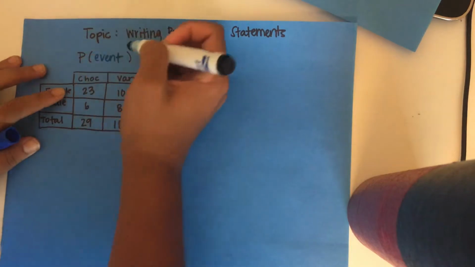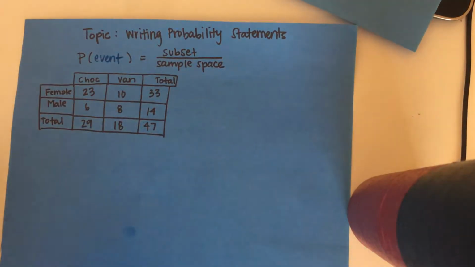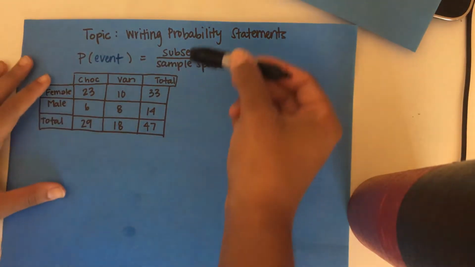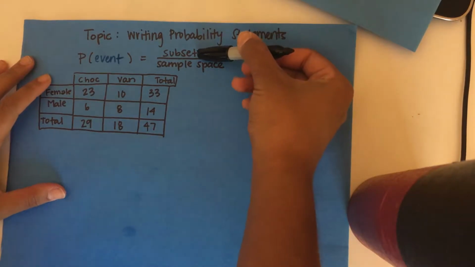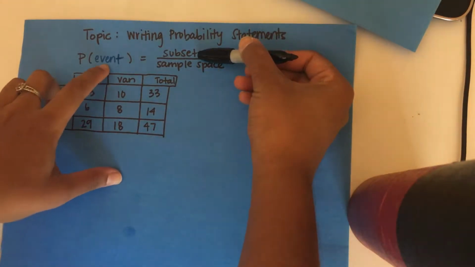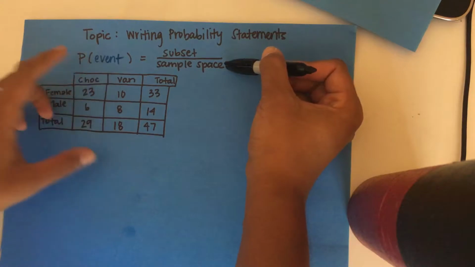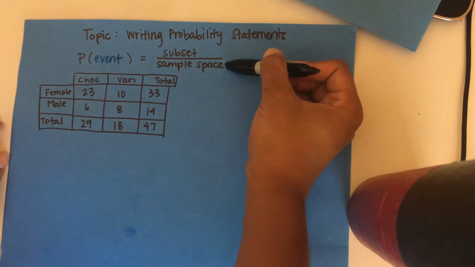So some sort of desired outcome. And our subset is the numerical value for that desired outcome. And our sample space is the total population that we are looking out of to find this information.